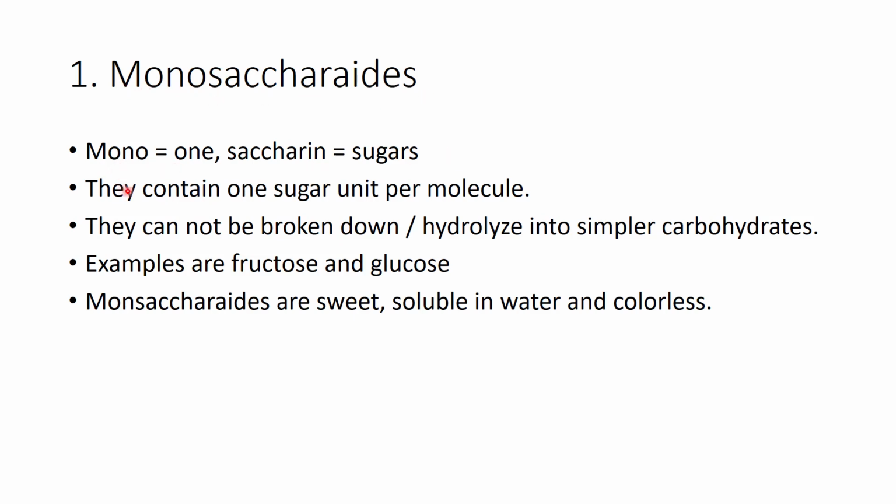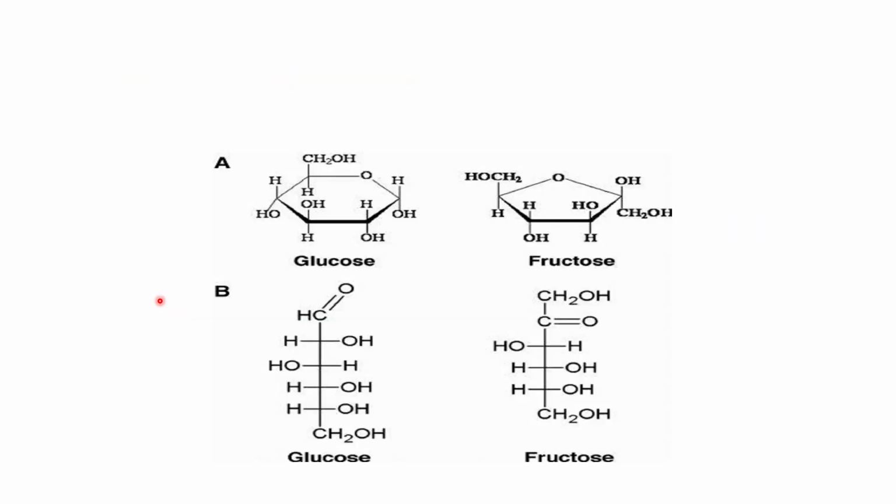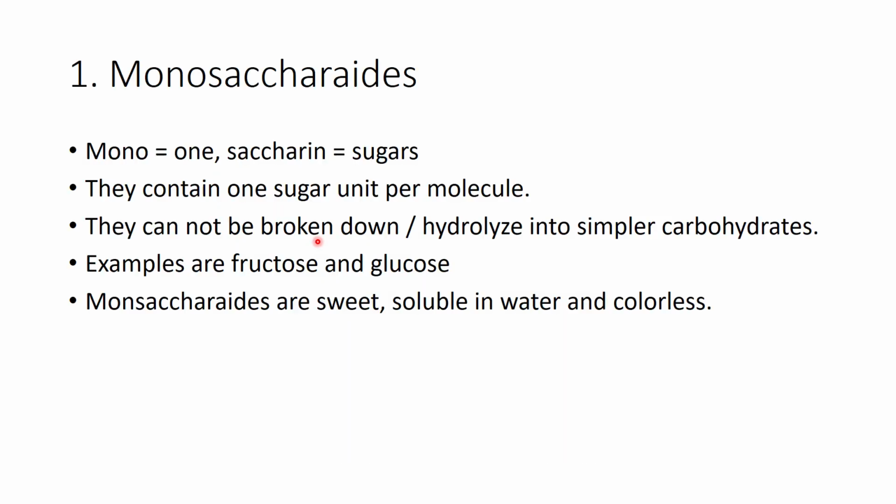What I mean by this is that if you want to break down these sugar molecules, you cannot further break them down into other sugar molecules. Now I will show you by an example. This is a glucose molecule, which is a monosaccharide. If I want to further break this glucose, I will not be having any other carbohydrate. It could further be broken down into carbon, hydrogen, and oxygen, but not to another carbohydrate. That's what I mean by monosaccharides.